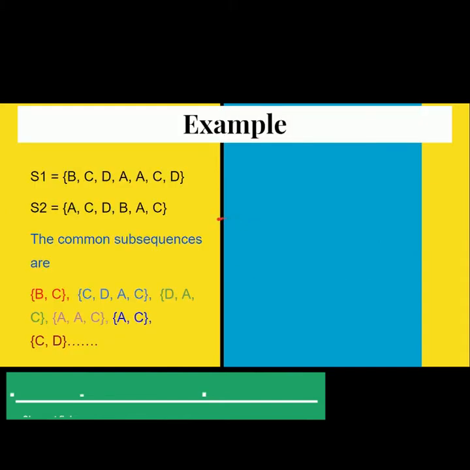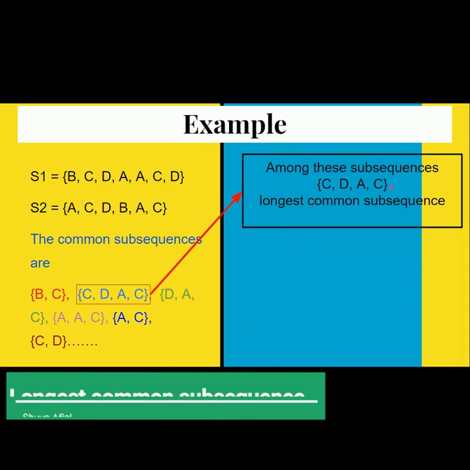Let's see an example. You are given string 1: B C D A A C D, and string 2: A C D B A C. The common subsequences are B C, C D, A C, D A C, A A C, A C C D and many more. Among them, the longest common subsequence is C D A C.